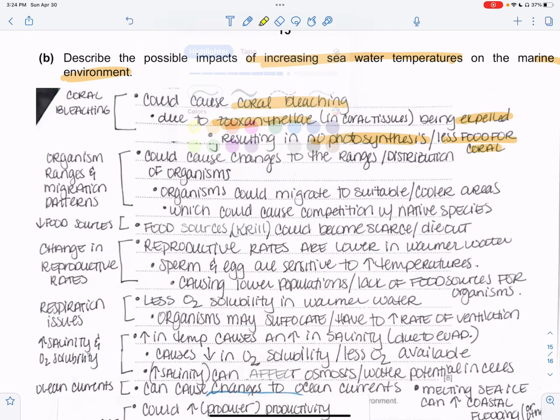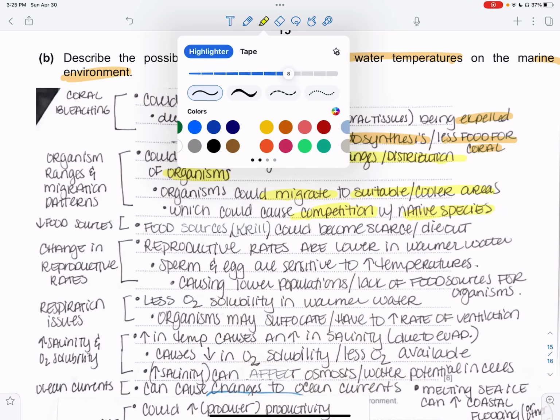For changes in ranges and migration patterns, where organisms are able to tolerate certain water temperatures and environments, this could cause changes to the range and distribution of organisms. They could migrate to more suitable cooler areas, and then they'd be in competition with native species or organisms that already naturally migrate there.